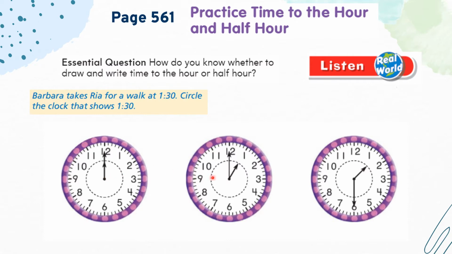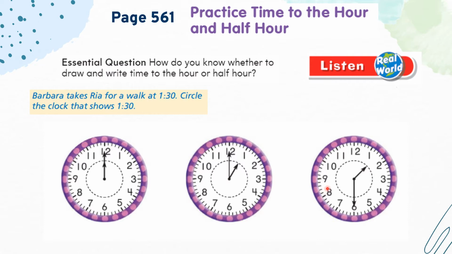Now let's look at the second clock. Look at the hour hand. It is pointing at 1. So the hour hand is pointing at 1. And next we look at the minute hand. And the minute hand is pointing at 12. So if the hour hand is at 1 and the minute hand is at 12, it means it is showing 1 o'clock. Very good. Let's look at the third one now.